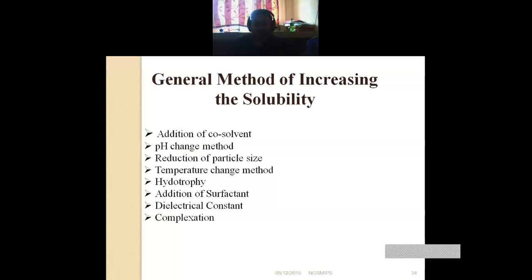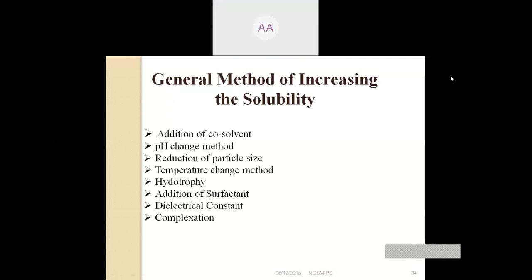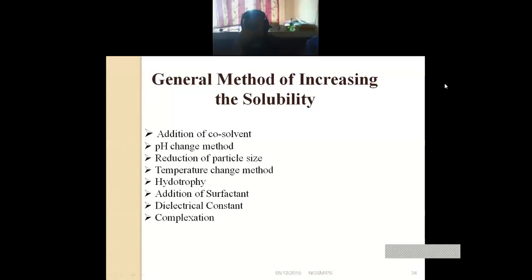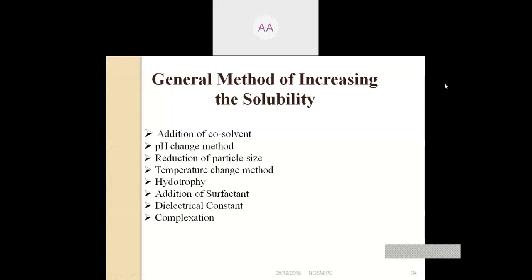Why is it required? Why is solubility important in the preformulation study? What is the relation of solubility to preformulation? Can someone tell me? For drug stability, sir. For the stability of drugs.